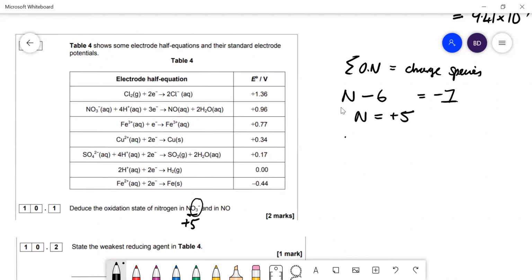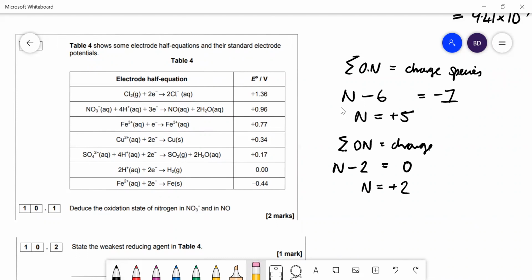And in NO, the charge on NO is 0. So we have N, and -2 for the oxygen. So the oxidation number of nitrogen then is +2. Right, now let's have a think about the electrode potentials.